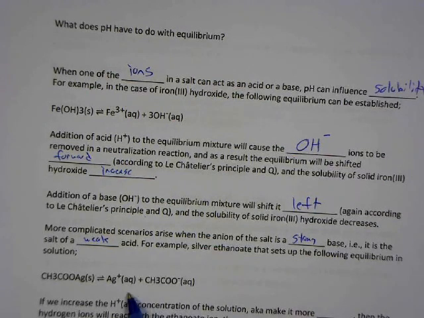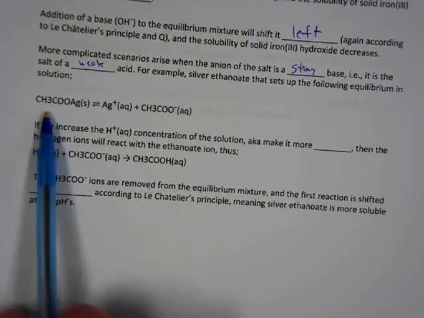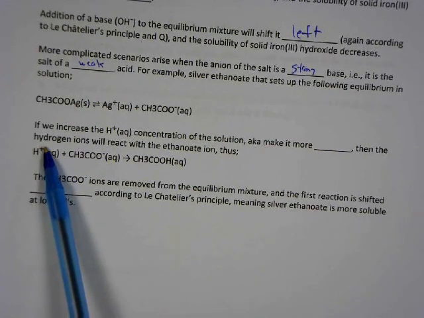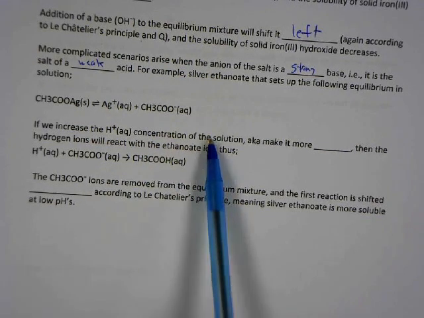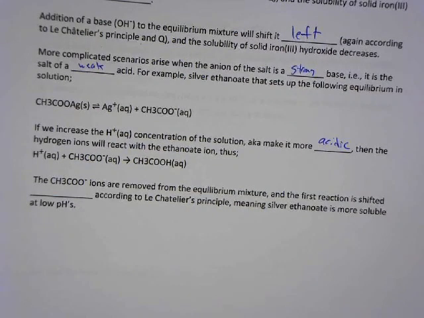More complicated scenarios arise when the anion of the salt is a strong base. In other words, it's the salt of a weak acid. We'll talk about that more in a little, not yet. A strong base is the conjugate. Wait, did I say conjugate? Sorry, we haven't talked about that yet.